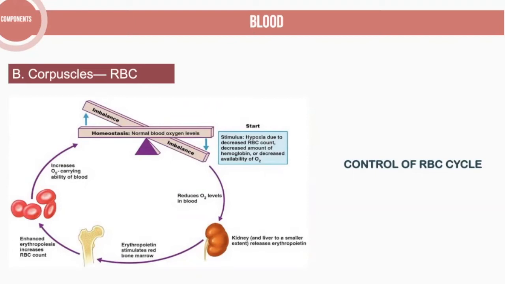Hypoxic blood is detected by the kidneys and would prompt the release of what we call erythropoietin, which is a substance that induces mitosis of progenitor cells of erythrocytes in the bone marrow. With that substance produced, it will increase the RBC count, and as an effect, will also increase the oxygen carrying ability of blood, leading to normal oxygen levels.